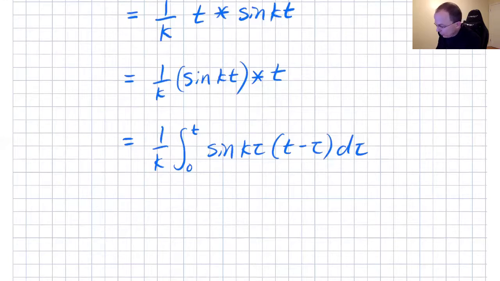Now this will split up into 2 different integrals. We'll have a t times this, and that'll be an easy integral to do. The other one will be a tau times this, and for that we need to use integration by parts.